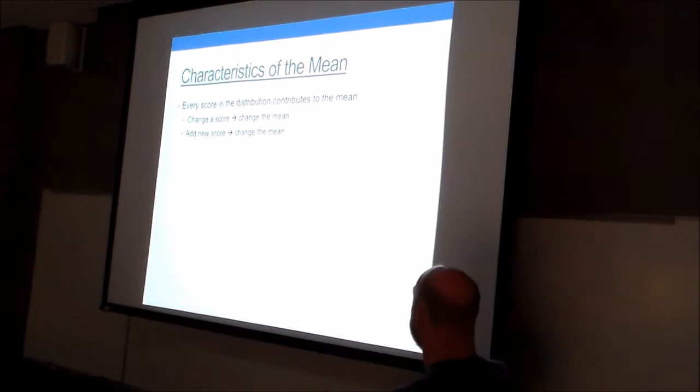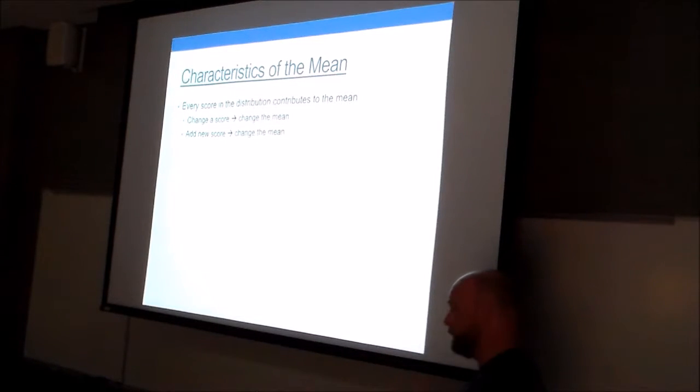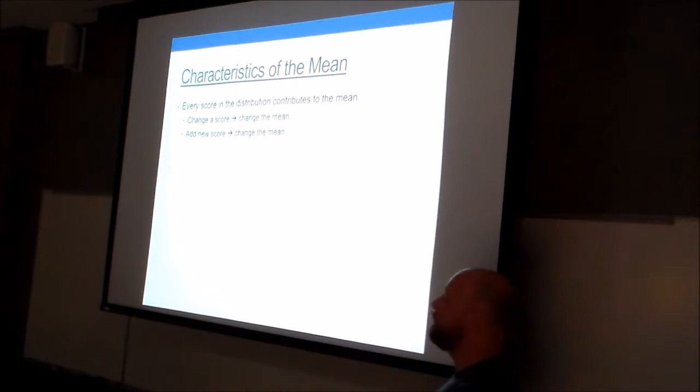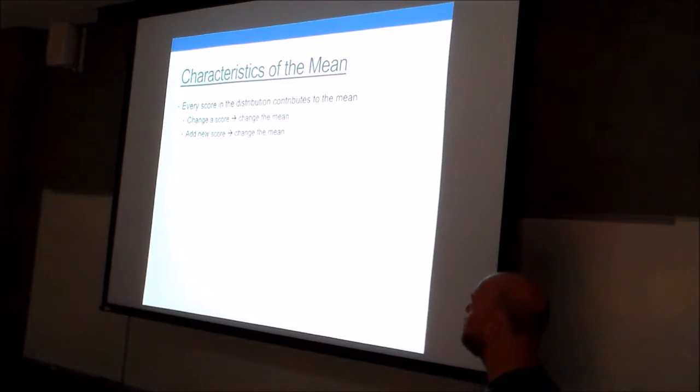Perfect. Okay, some characteristics of the mean. This is going to be important. Every score in the distribution contributes to the mean. Every single person we've collected influences the calculation of the mean score. If I change a score, I'm going to change the mean. If I add a new score, it's going to change the mean. Okay?